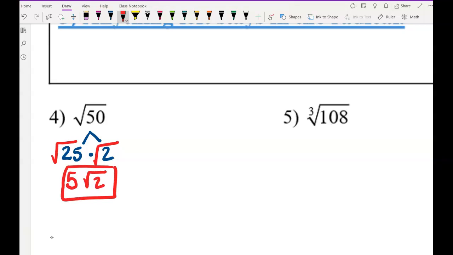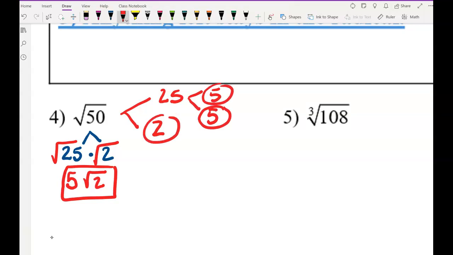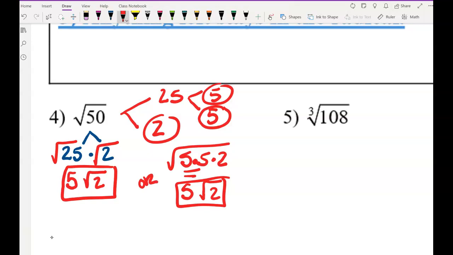Now, again, if you do not see that the square root of 25 is a perfect square, then go further. So we're going to break it all down, factor all the way down to prime numbers, and we want to group pairs together since it is a square root. So we got 5 times 5, that goes on the outside. The 2 doesn't have a pair, so that stays inside. So those are the 2 ways that you can go about that.